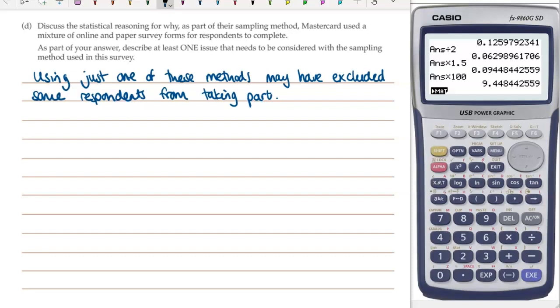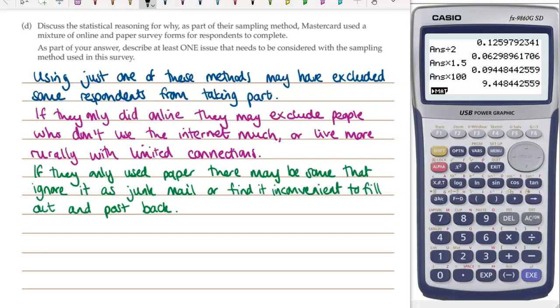So let's identify what that could look like for each of online and paper. So I've put there about if they only did an online survey, that might exclude perhaps older users. I haven't written that, but maybe those that don't like to use the internet as much, or they live rurally with limited connection to the internet. And then if they conversely only did paper, there may be some that ignore that as junk mail being sent to them, or find it inconvenient to actually fill it out and then find a postbox and mail it back. So yeah, there's a couple of examples. You could probably think of other ones as well.